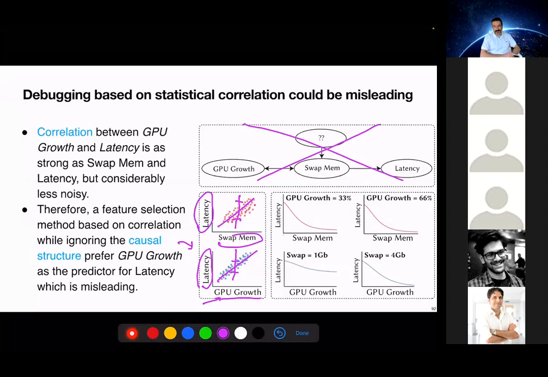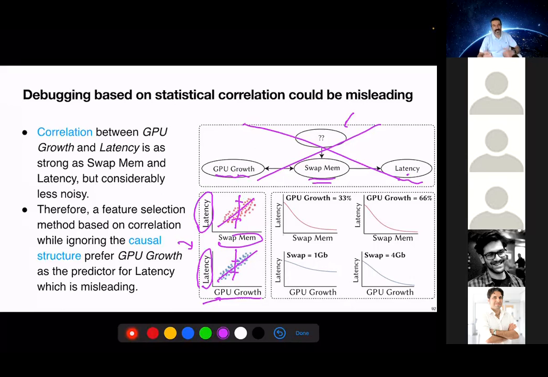But let's look at the causal relationship between these. Actually, GPU growth is not the reason for changing latency. It is not the cause of this change in latency. It is actually just correlated because both latency and GPU growth have a common cause, which is swap memory.